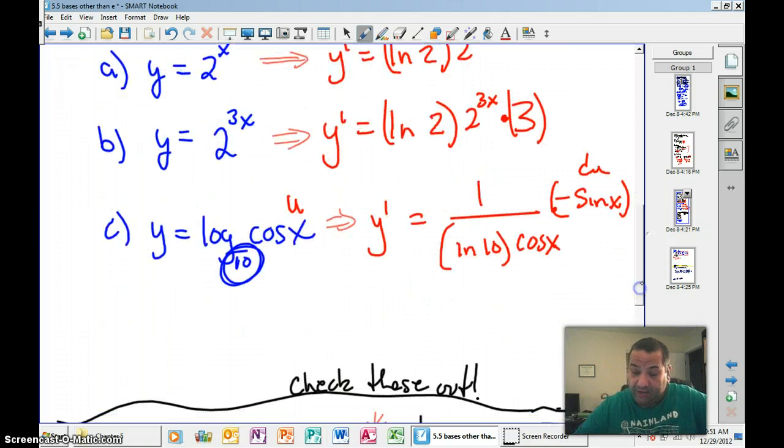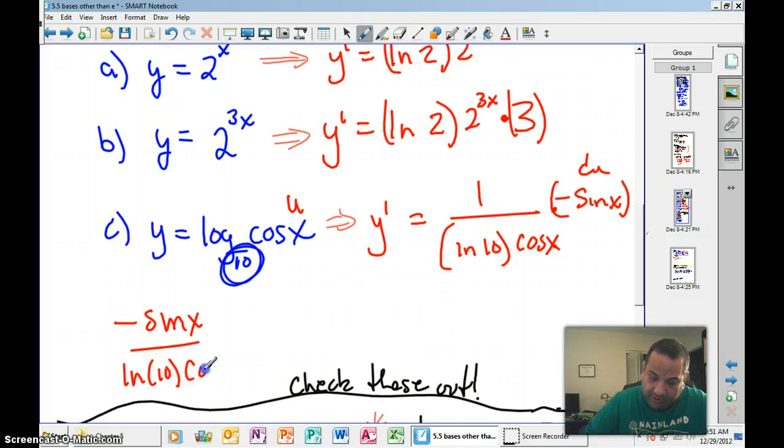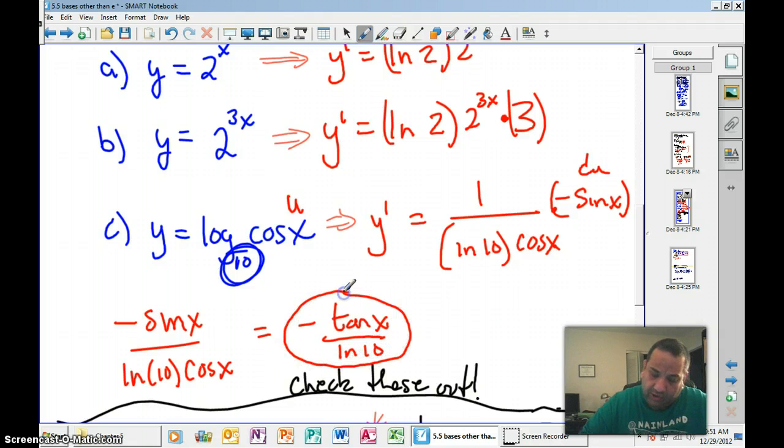So I'm going to make it look nicer, okay? It's going to look like this. Negative sine of x over ln of 10 times cosine of x. And all that is, really, is negative tangent of x over ln of 10. That's what it would look like in the back of the book. That's what it would look like on the AP exam. All right? So, do these come up a lot? No. All right? They don't. But like I said, these are what separates maybe sometimes a 4 from a 5. So knowing this section really helps.